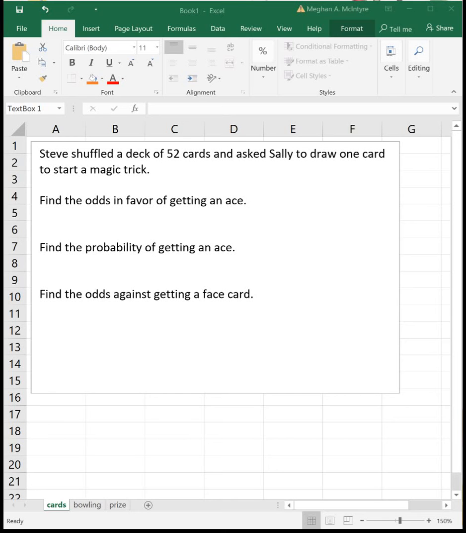playing cards. So if you don't know what's in a standard deck with the four different suits and all the different types of cards in it, Google it, look it up, maybe play some card games on your phone so that you're familiar with what's in a deck.